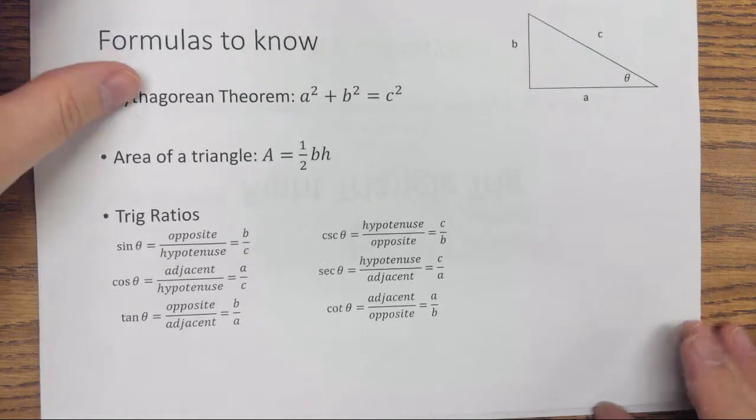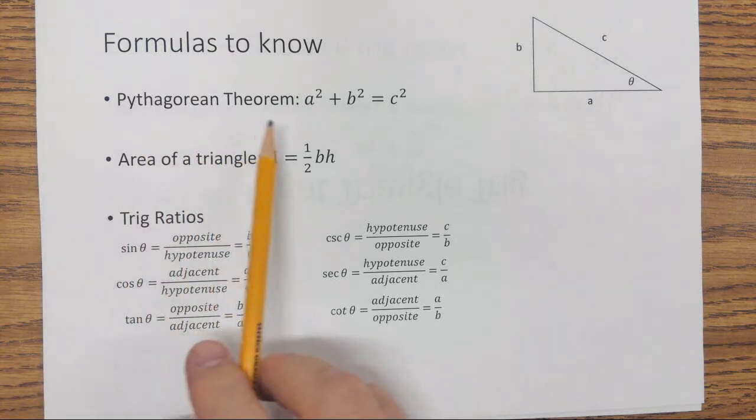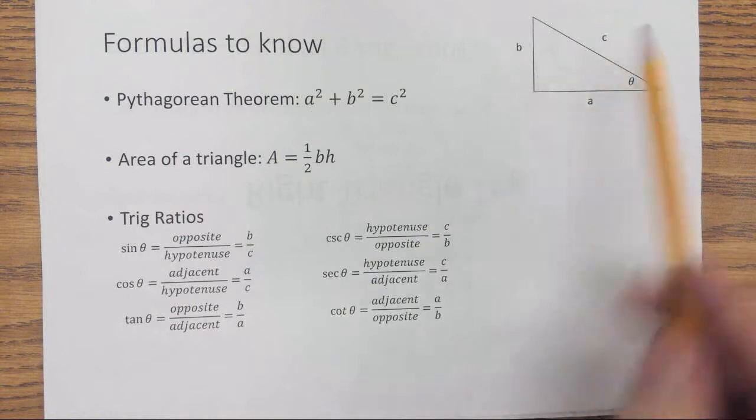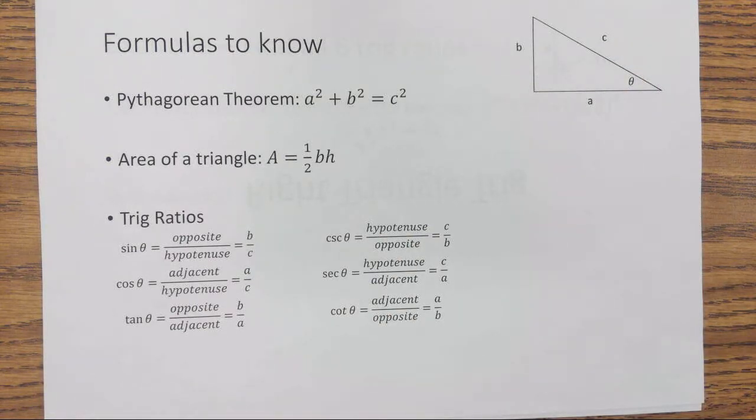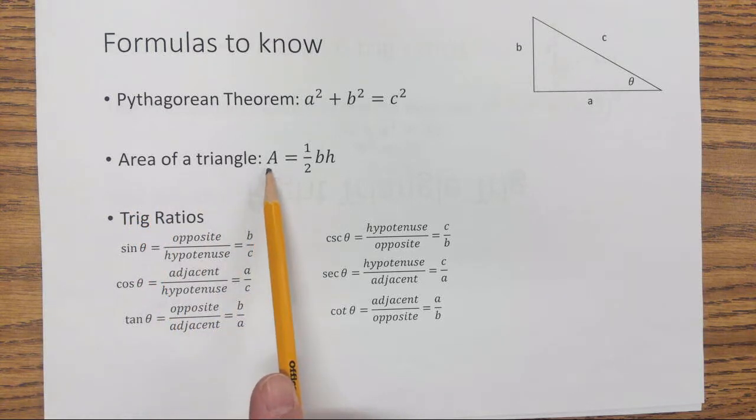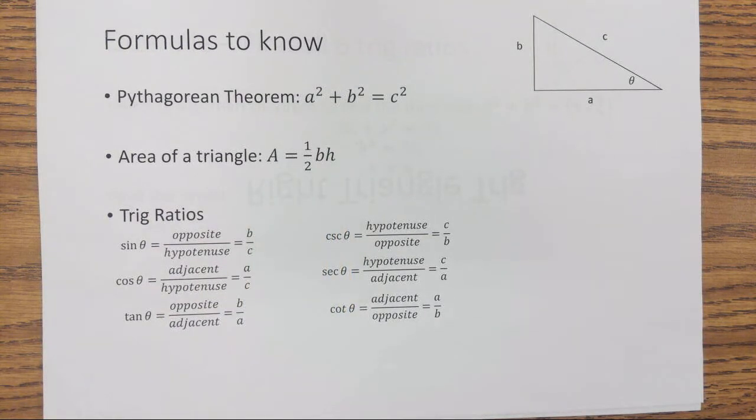So here's some formulas to know. Pythagorean theorem. Pretty sure Pythagorean theorem has been beat into your head for quite a long time now, so you should have that memorized. Pythagorean theorem is a squared plus b squared equals c squared. So a, b, and c. Okay. Another formula you need to know is that the area of a triangle, A equals 1/2 the base times the height.